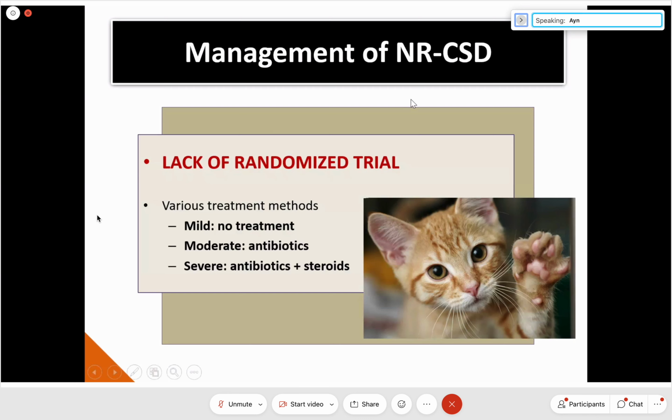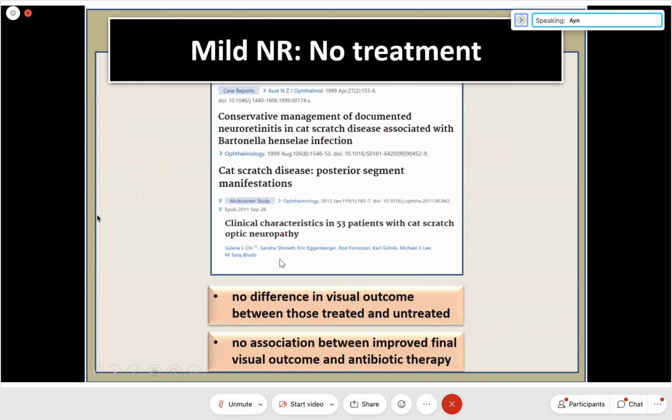So again, for cat scratch disease neuroretinitis, there's a lack of randomized trials, but just to make it easy, for mild cases, probably no treatment is indicated. For moderate cases, we can consider antibiotics. In severe cases, we can add steroids on top of the antibiotics. It is not wrong to not give treatment in mild cases, because studies show no difference in visual outcome between those treated and untreated in mild cases. But of course, as I mentioned, these studies are mainly retrospective and some are case series.